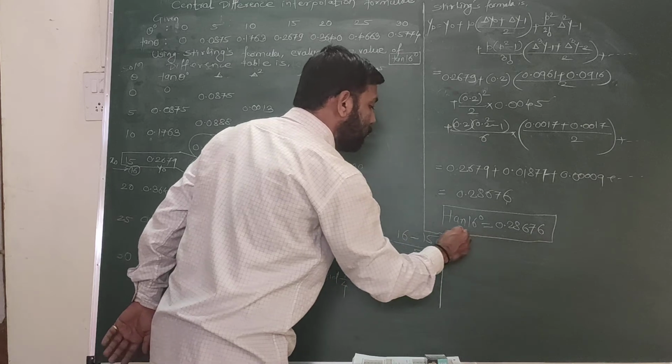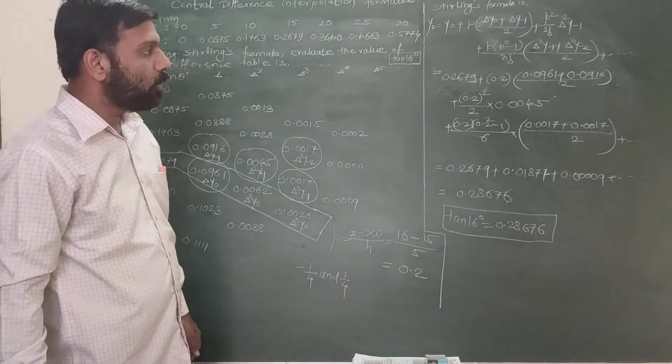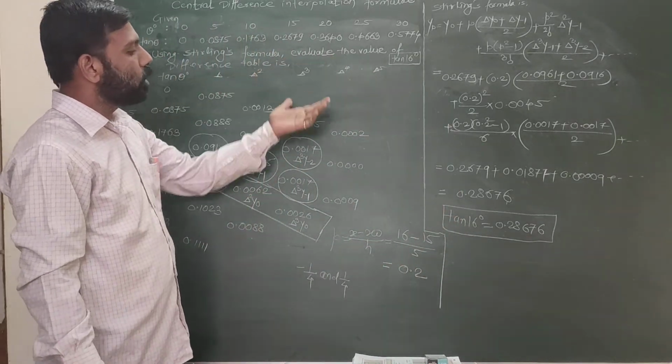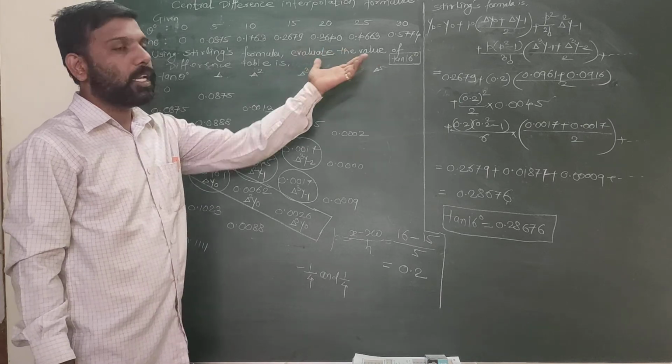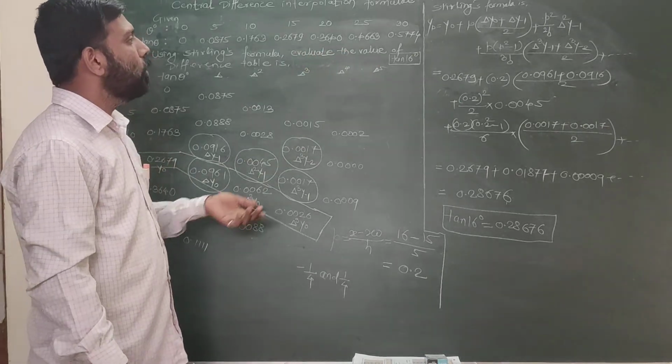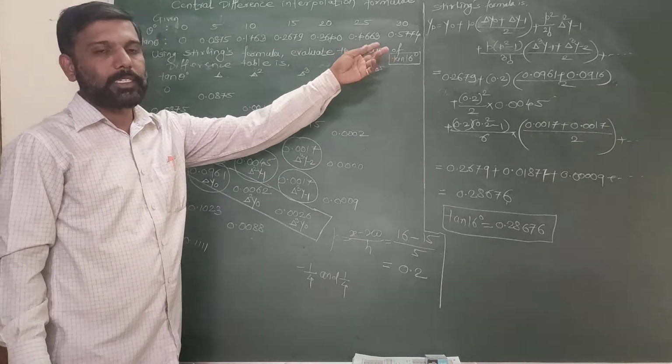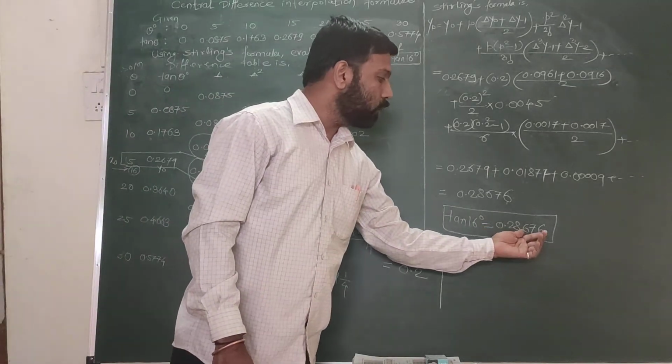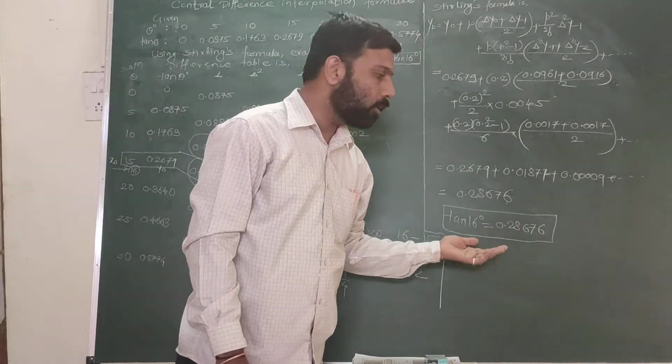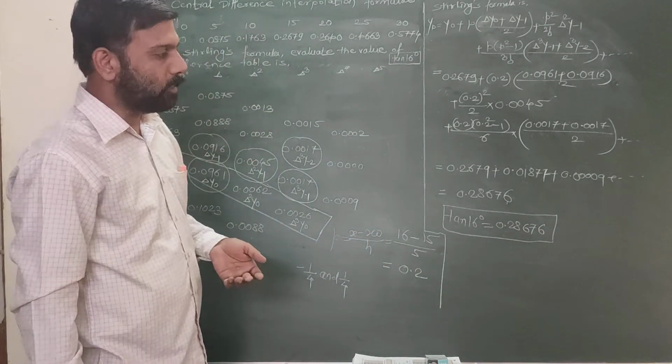Now we can tally this answer on the calculator. Before starting this problem, we can initially predict what our answer will be. So tan of 16 on the calculator. We got this value by using the Stirling formula, and this we can tally by using the calculator.